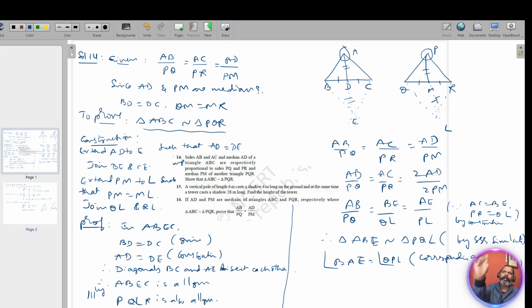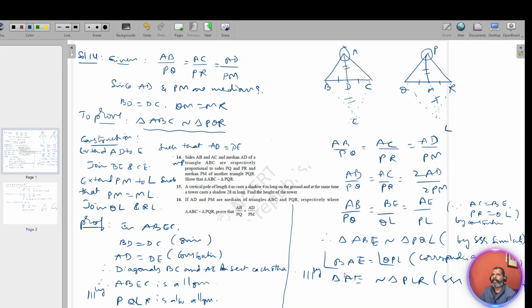Just now we put ABE and PQL. Similarly, we can prove ACE and PRL are also similar. No need to write that similarity condition again. Similarly, triangle AEC is similar to triangle PLR. This is also by SSS similarity. Understand this very important problem. This is a 4 marks question.